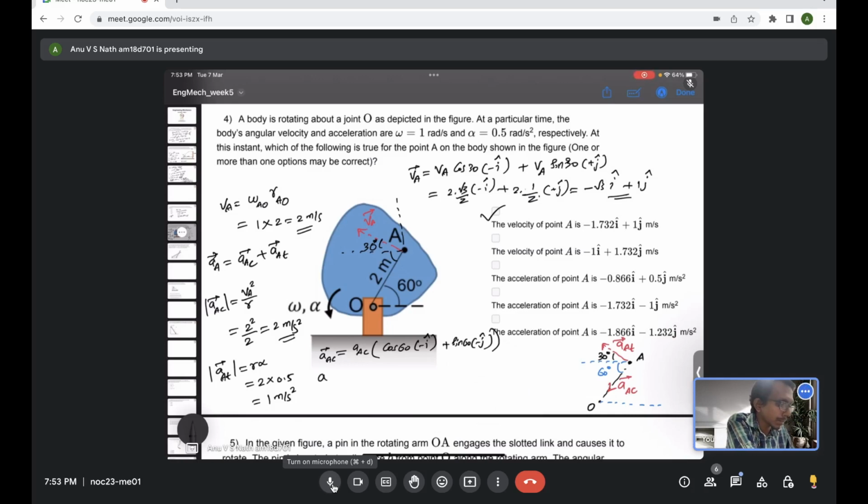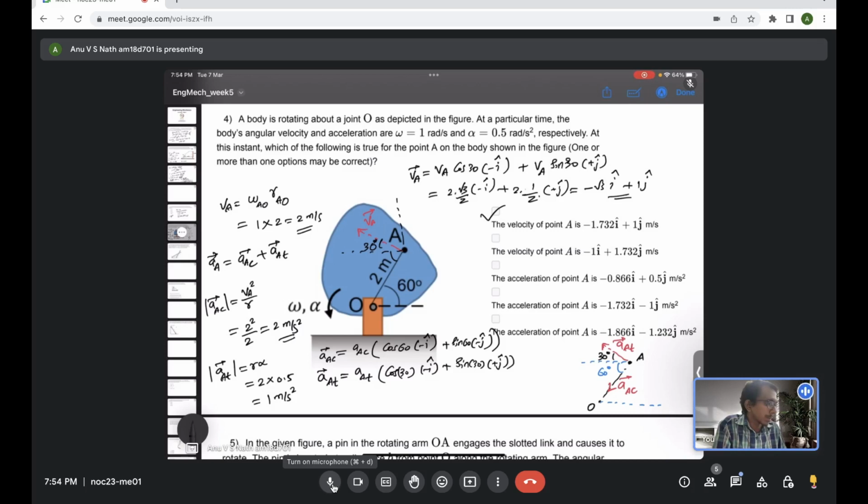Similarly, acceleration along the tangential direction is its magnitude times cos 30 in the negative i direction, but sin 30 in the plus j direction. Is that clear to you?